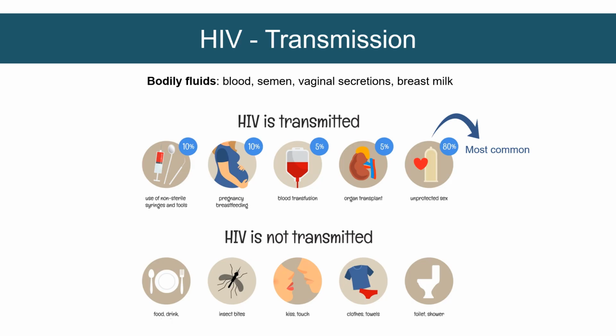The transmission of HIV occurs through bodily fluids such as blood, semen, vaginal secretions, and breast milk. So the most common is going to be unprotected sex.